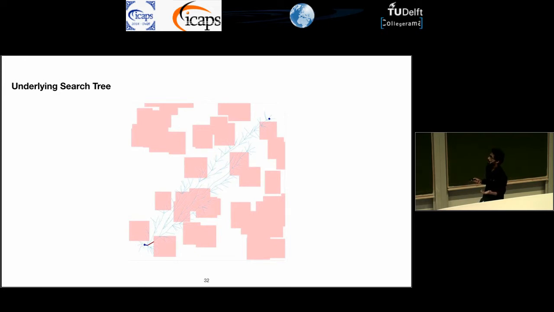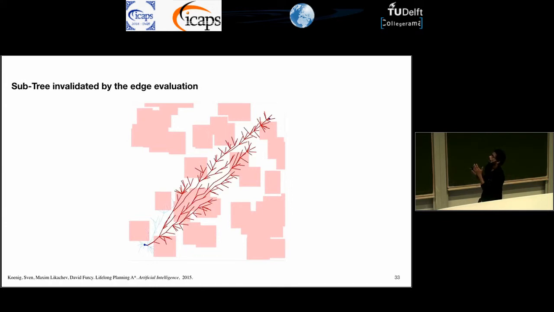And when it finds out that an edge is in collision, it realizes that the algorithm has basically pushed the search tree all the way through till the goal when most of it is actually invalid. So it has wasted a lot of computational effort and time in pushing the search tree, in probably a dense graph, all the way through when most of it is actually invalid. So it's an obvious waste of time.